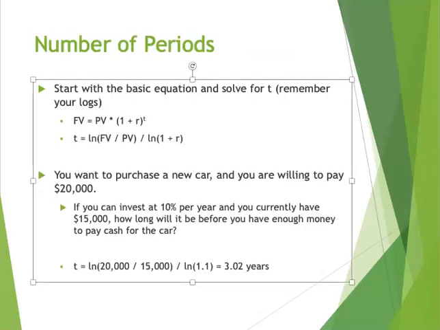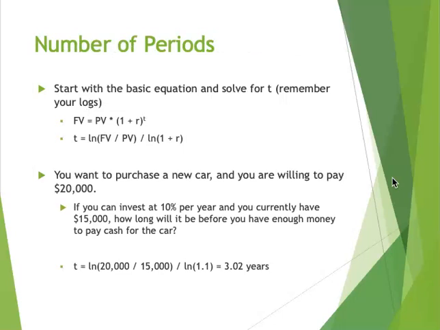And now finally, let's look at it from the number of periods perspective, which is basically solving for t. So again, this formula: future value equals present value times 1 plus r to the power t. If we were to rearrange it, we would have to use ln, which is known as log. So it's ln of future value divided by present value, divided by ln of 1 plus r.